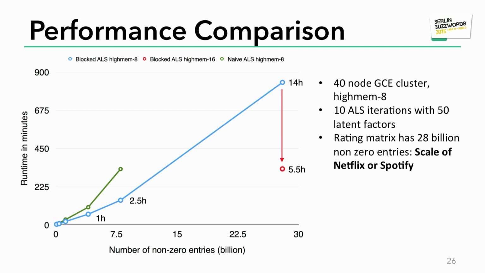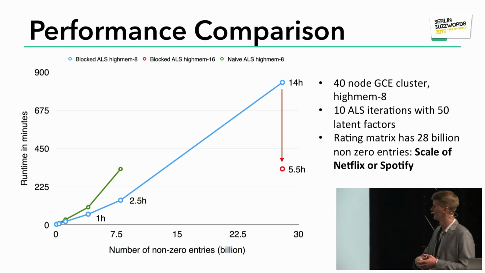So what we've done here is we've run some experiments on matrix factorization on a 40-node Google Compute Engine cluster, where each of the instances was an 8-core machine with 52 gigabytes. We calculated 10 ALS iterations with 50 latent factors for rating matrices of varying sizes. We started with really small matrices and slowly scaled it up.